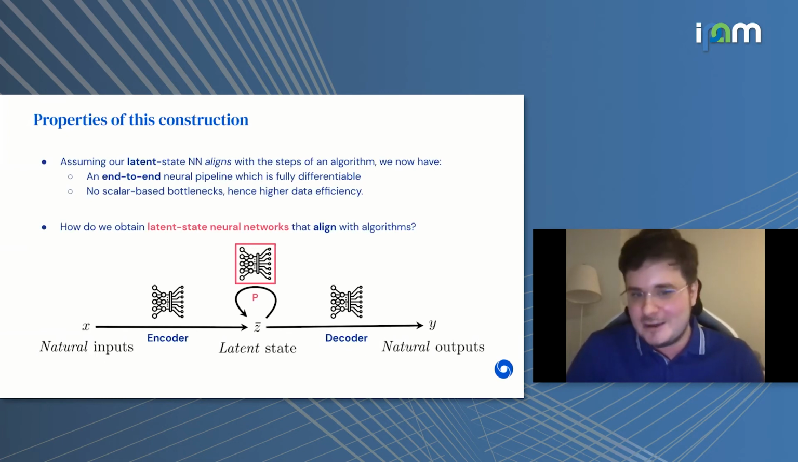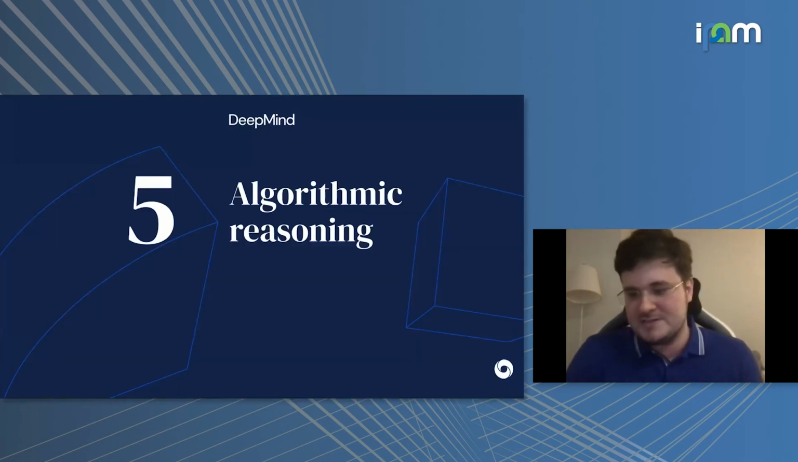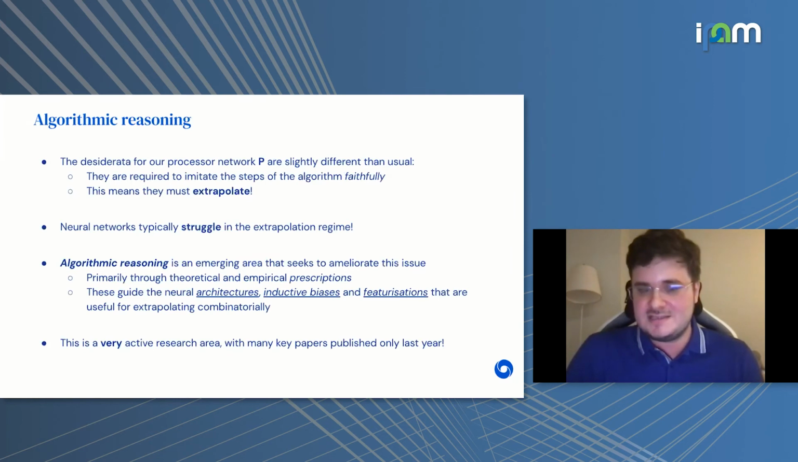Now, the big problem is, how do we actually obtain these neural networks that are purely in the latent state and will align nicely with a combinatorial algorithm so that we don't actually have to apply it? And this brings us to algorithmic reasoning, which is a recently emerging area of research that I've been lucky to contribute to on a few occasions.